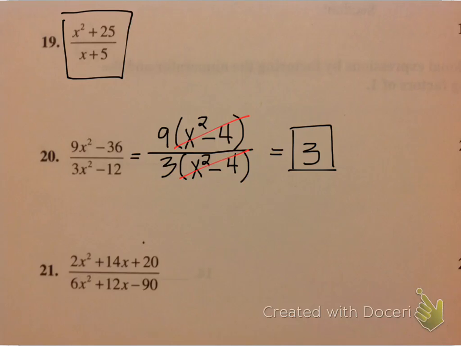So that one started out looking a little bit more complicated than it really was. So lesson learned, always pull out your GCF first. It's going to make the problem so much easier.